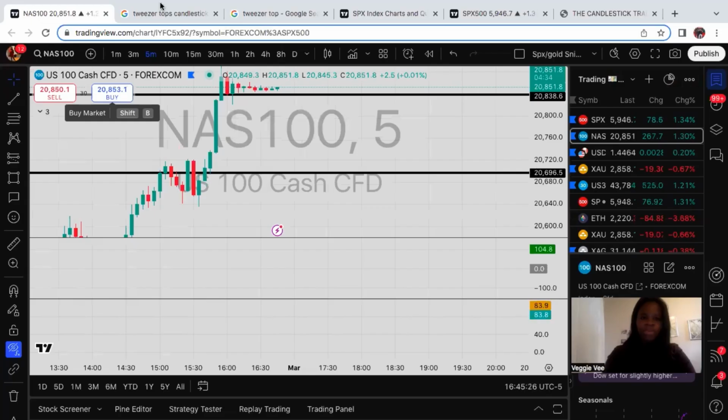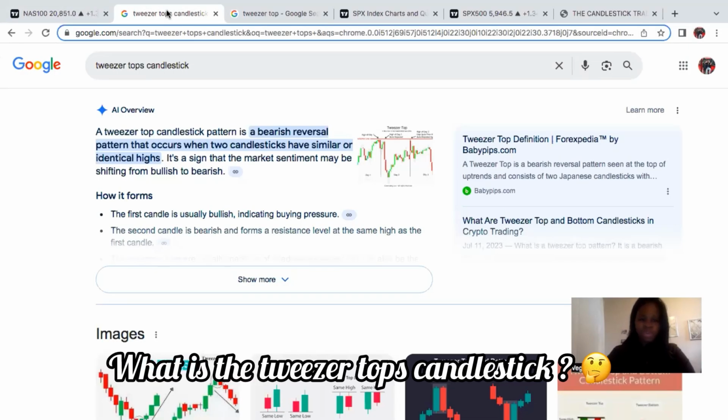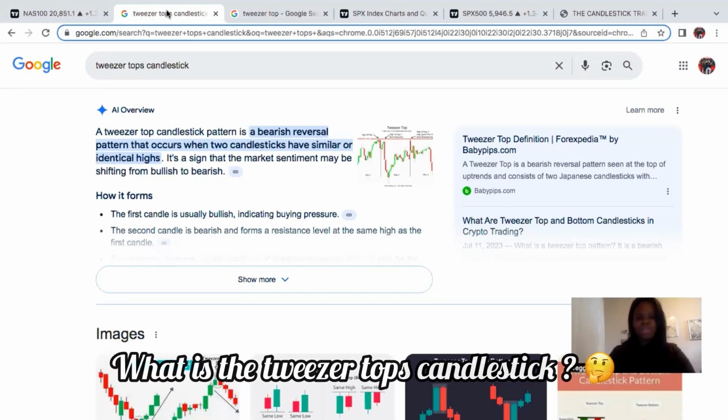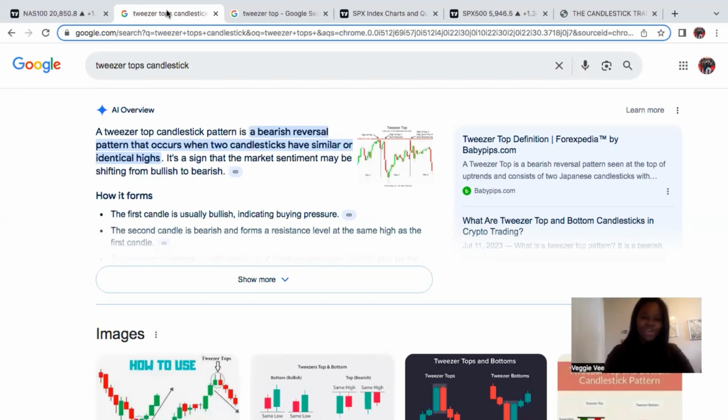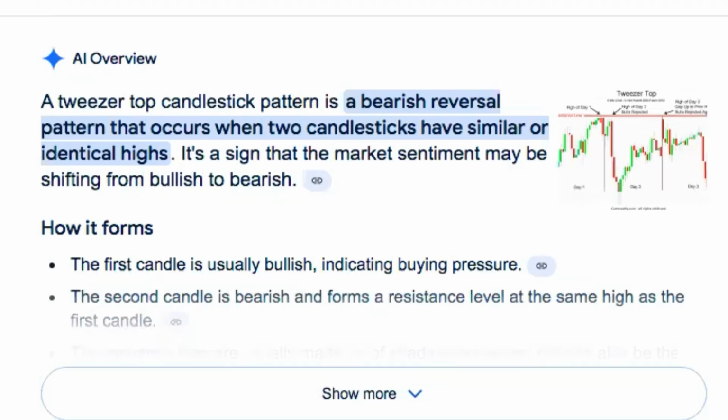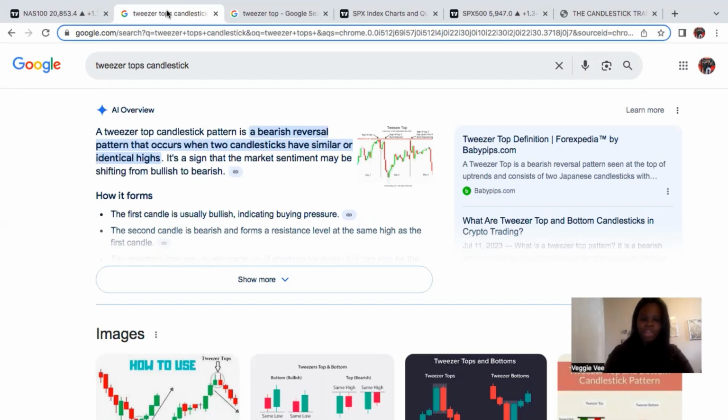Let's go. For starters, what is the tweezer tops candlestick / tweezer bottoms candlestick? A tweezer top candlestick is a bearish reversal pattern that occurs when two candlesticks have similar or identical highs. It is a sign that the market sentiment may be shifting from bullish to bearish. Okay, so this is how it looks when it's going towards the top, and this is how it looks when it's going towards the bottom.